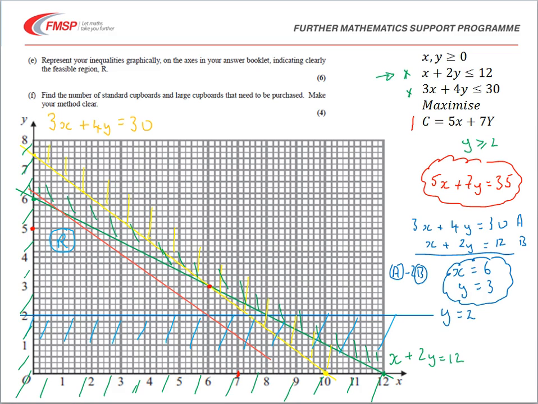Now that happens to be an integer value. However, sometimes the intersection point is not going to be an integer, but you require in your answer to have integers. Obviously we can't buy a fraction of numbers of cupboards. So if that's the case, rather than just looking at that point, you would need to search for points close by, other integer possibilities. At the moment we've got 6, 3. Perhaps we'd need to look at 5, 3. Obviously if 6, 3 was outside the region, we'd be looking at points which were close by.